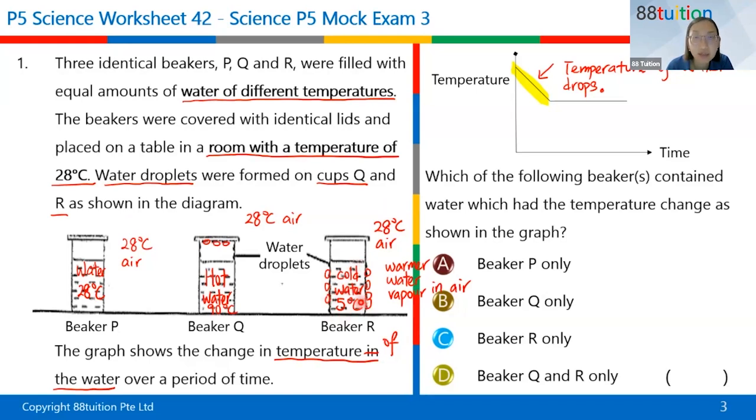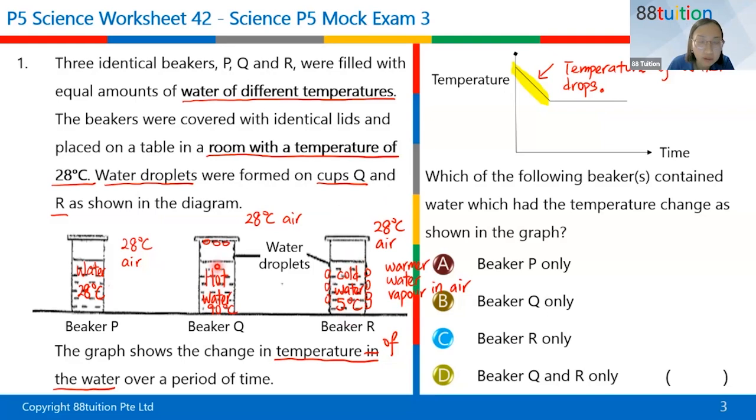Gain, the cold water will become warmer, gain heat. Good. All right. So the cold water after some time will gain heat. That's why the ice cold water on the table, after some time, it's not ice cold anymore. So the temperature of the cold water here will go up.